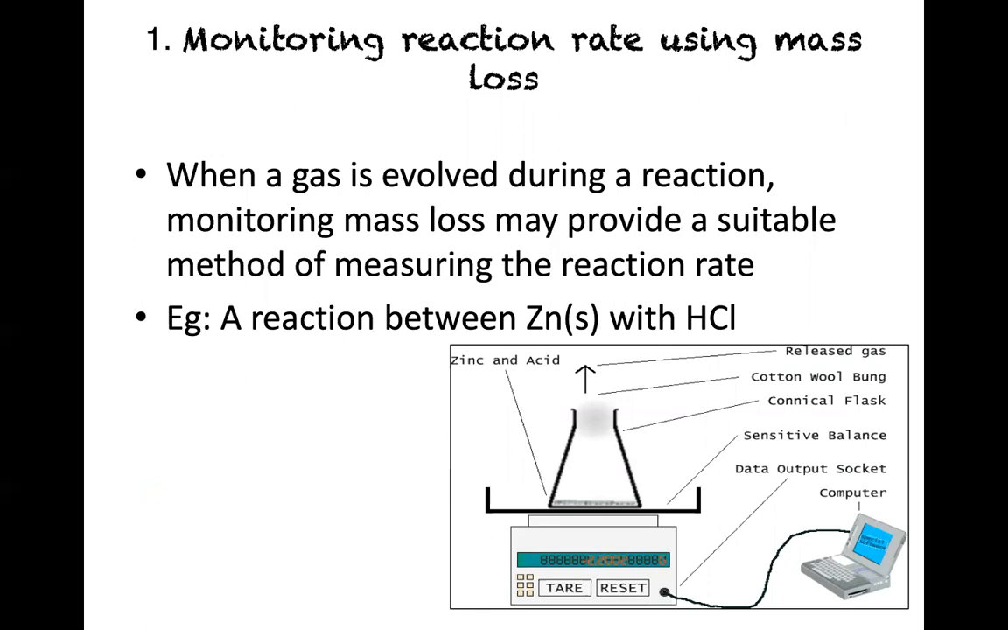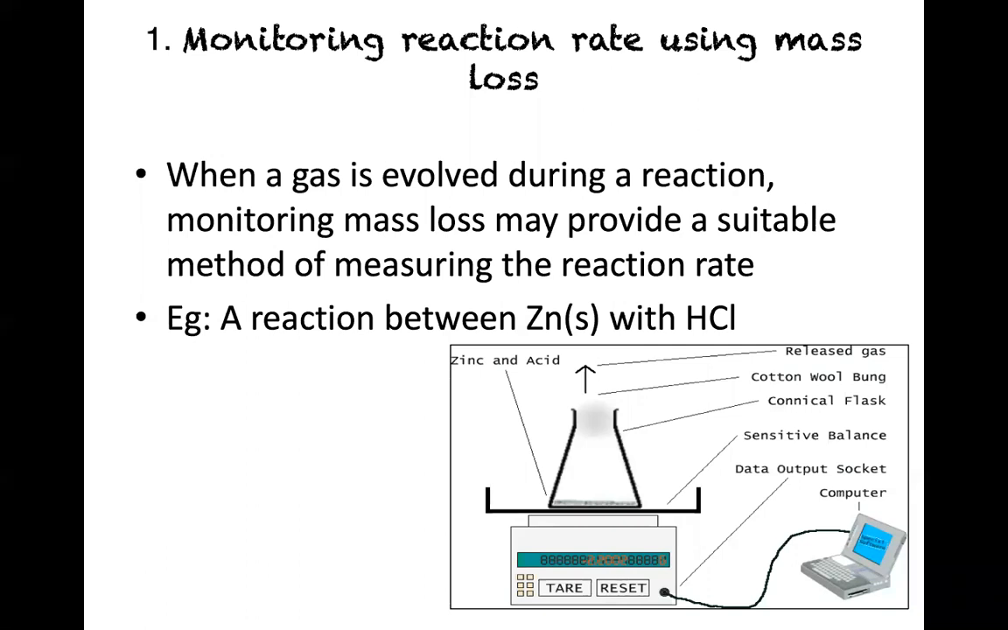Usually this involves a reaction that produces gas. If you let the gas escape, that means the mass will decrease. So basically you just put your reaction mixture in a weighing balance and then you monitor the weight loss. At the start of the reaction, and then over time your mass should decrease because you are losing the gas molecules. You let the gas molecules escape.